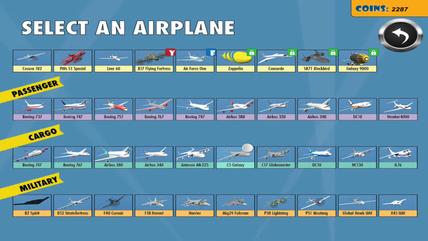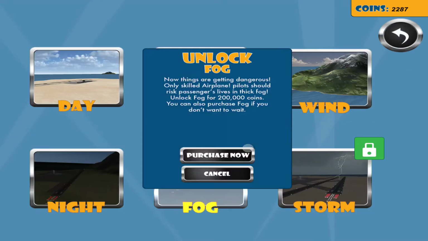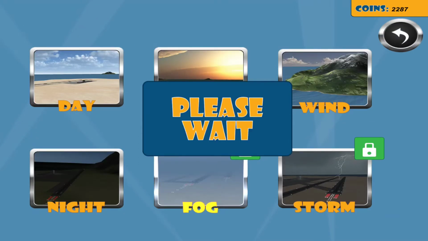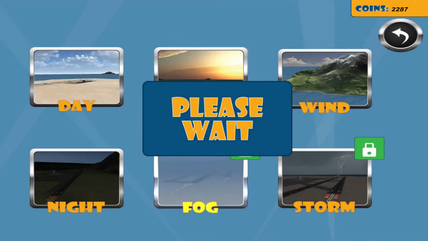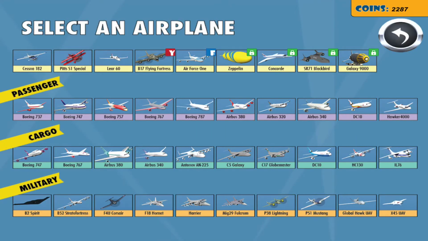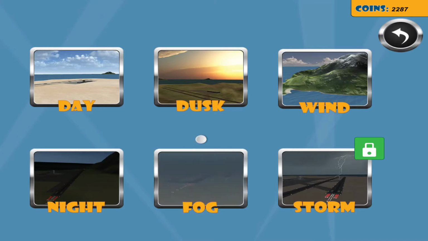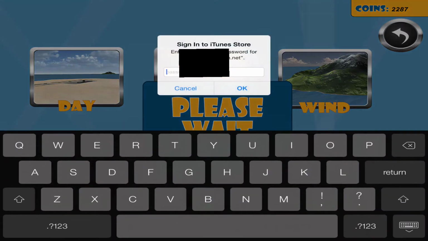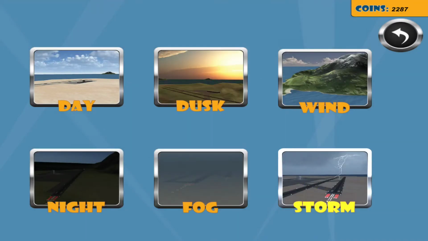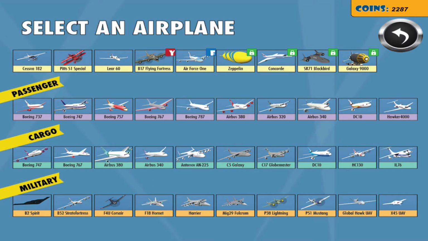I will now show it again with the map Fog. I click on it, purchase now. It then asks for my Apple's iTunes password. I click cancel, and there I have it, the map. I will do the same again for Storm. Purchase now. Please wait. Click cancel when it asks for your password, and there we have it, I have the map. This also works for many other games.